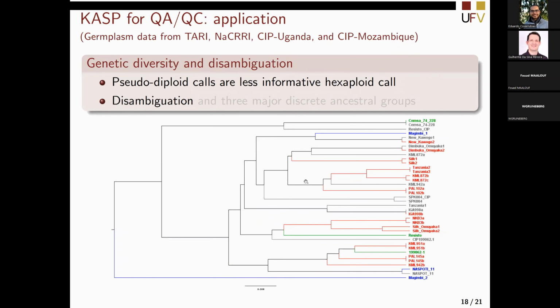It also worked nicely for disambiguation. Again, some of the individuals were duplicates across different programs, which were expected to be the same individuals, or actually not, right? They were placed in different places in the dendrogram. So this is actually something we need to pay attention to in terms of naming those clones, things that do not relate to the actual genotype, right?